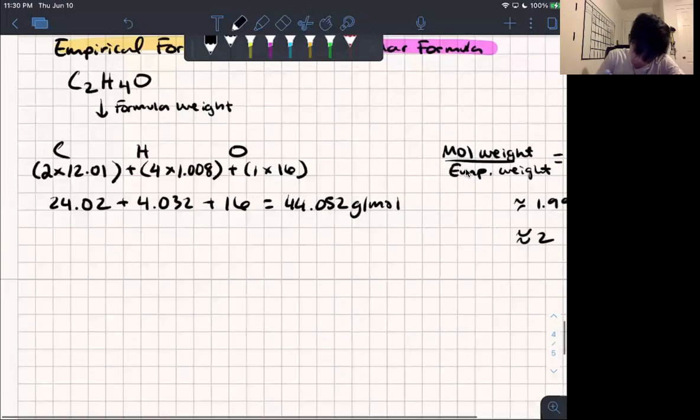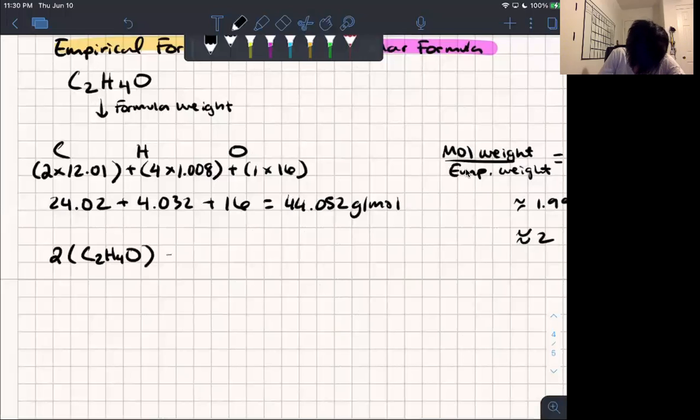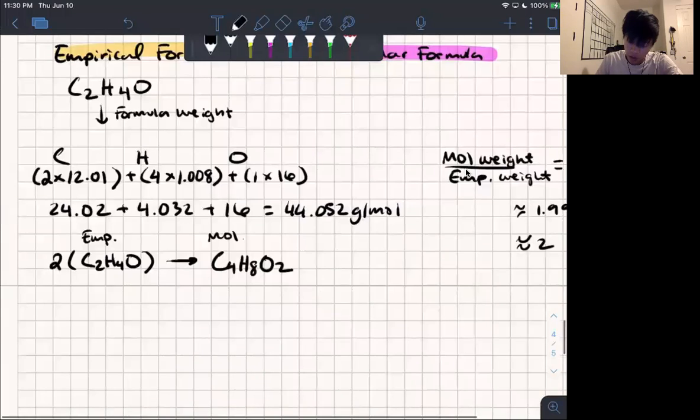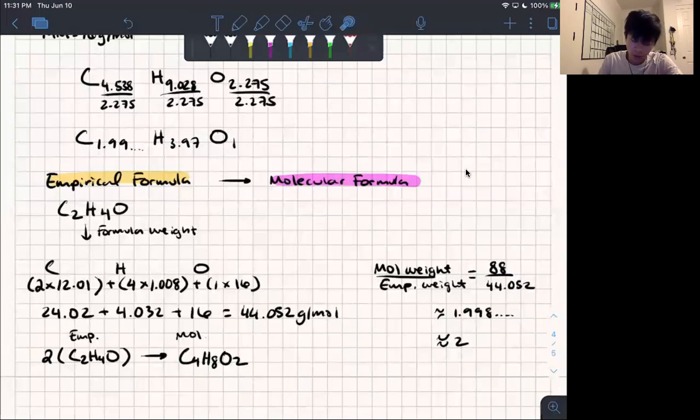So 2 times C2H4O, which is our empirical formula. Now we're getting our molecular formula, and that's going to be C4H8O2. Now, in case you forgot, this is just a little review. The empirical formula is the formula of the smallest common multiples of everything here. We see that these can no longer be divided by one another. And the molecular formula tends to be a multiple of the empirical formula.